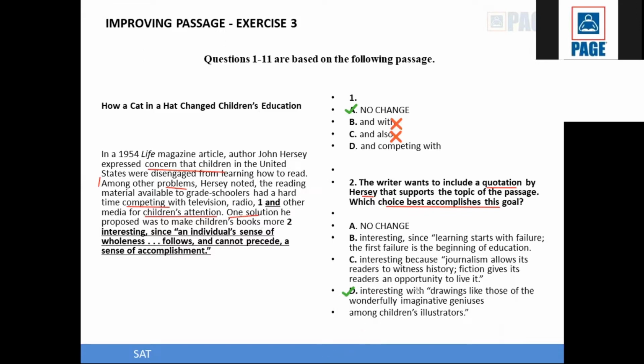It can be only with a lot of drawings. The children would get attracted looking at the pictures. So the answer should be D. Okay. I suppose you understood the answer. Okay, we go to the next question.